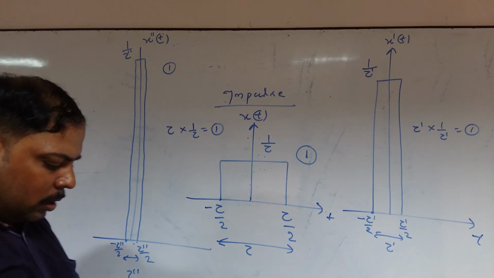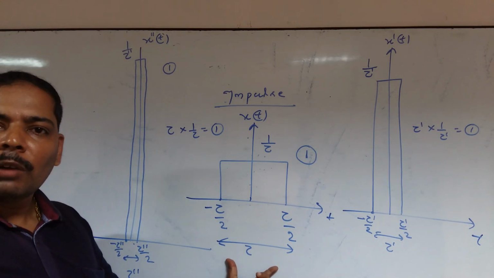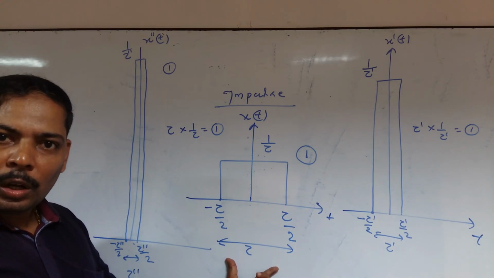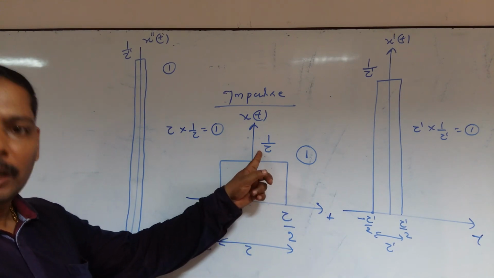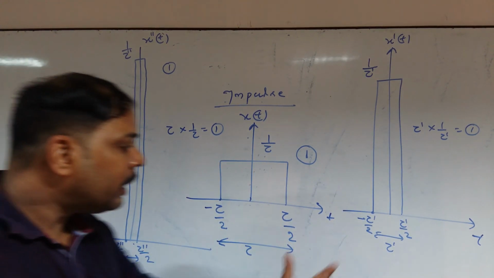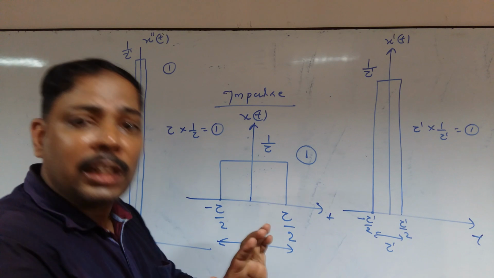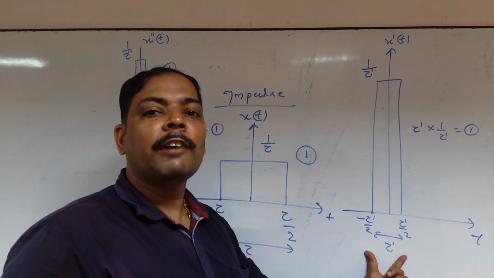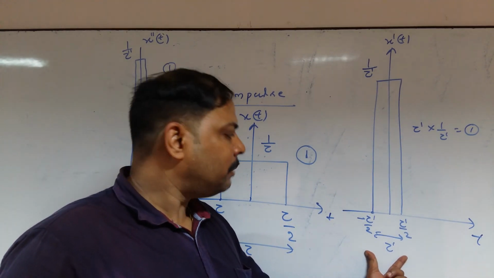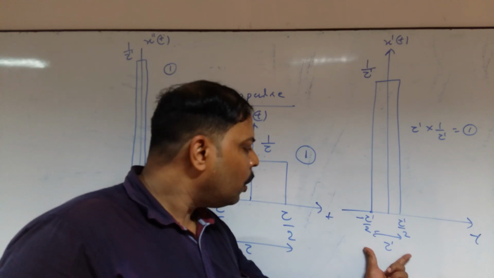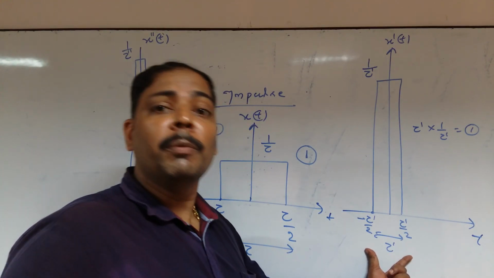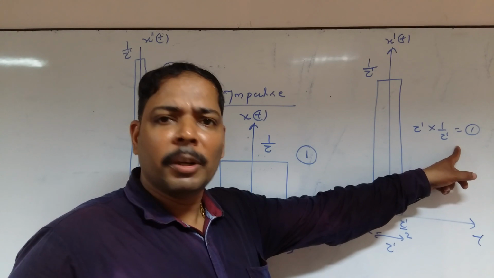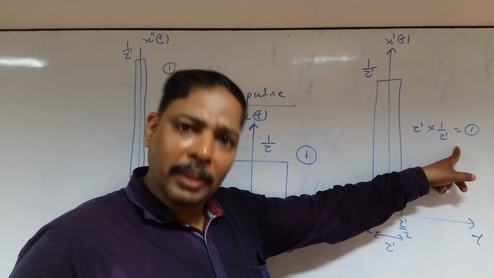Now see, first you took a rectangular pulse whose width is tau and area is 1, so that the height is 1 by tau. Second, what are you doing? You are taking the same rectangular pulse but reducing its width. That means now the rectangular pulse became this. Here the width is tau dash, the height must be 1 by tau dash, so that the area becomes 1. Because you are maintaining the area 1, you are preserving the same area.